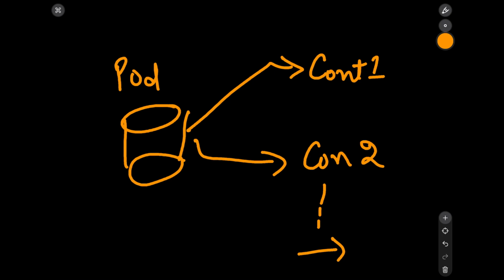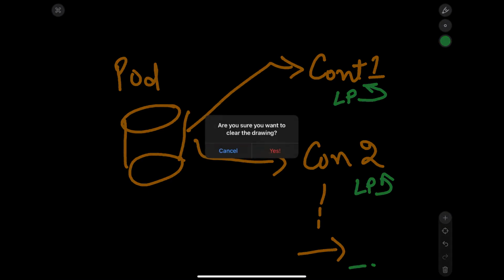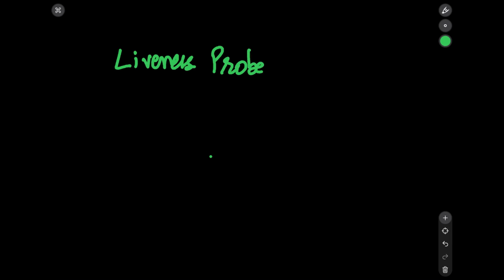For example, we have a pod with two containers. It can be any number of containers in a pod, it doesn't matter, but let's assume there are two containers. For a liveness probe, we can set it for each container and it is optional. But for production deployments, it is highly recommended that a liveness probe is added so that kubelet can restart the container if it finds there is an issue.